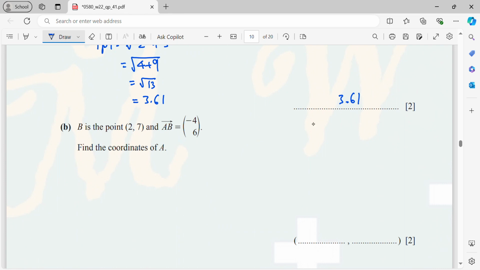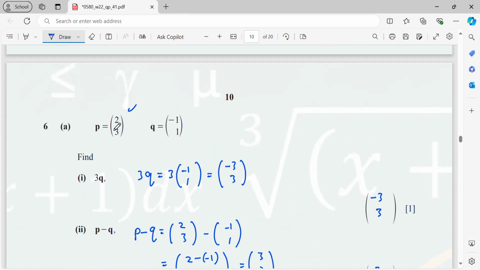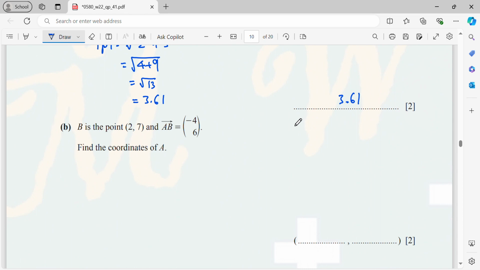B is the point with coordinates 2, 7, and vector AB is minus 4, 6. So when you refer to the question, this is the new question. Okay, so now your point B can be converted into vector OB. So OB is the position vector of B. Alright, so OB is basically 2i plus 7j. So you can just write in column vector, which is 2, 7.